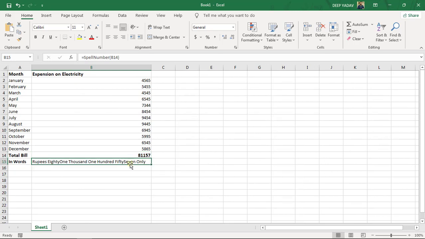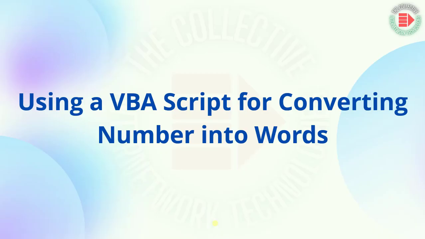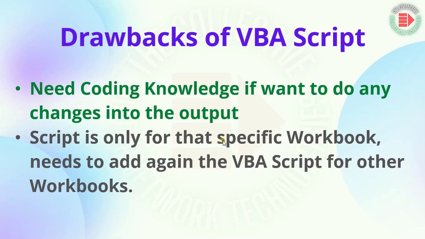Let's talk about the temporary part. Why is VBA a temporary solution, and what drawbacks does it have? First of all, it will work only on the particular workbook for which you have just added the module and pasted the code. This means if you have multiple workbooks open along with the current one, then the VBA script will work only for the active workbook. You need to add a separate module and paste the code again for each and every open workbook, which can become a tedious task. And the second drawback, you should have coding knowledge if you want to make changes in the output.